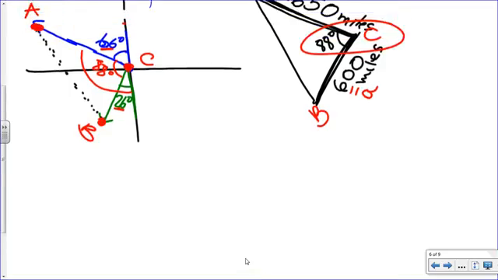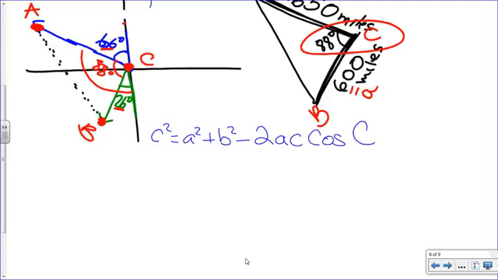Okay, and so that will be c squared is equal to a squared plus b squared minus 2ac cosine of c. That is wrong. This should be ab. There you go. So it is a squared plus b squared minus 2ab cosine c. And so let's start substituting what we have.